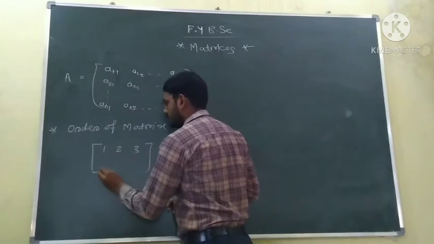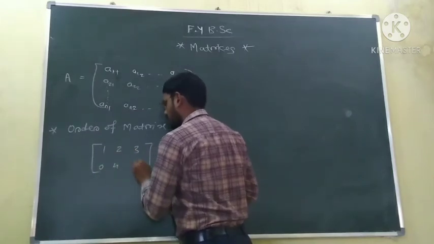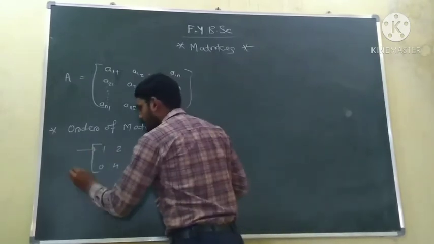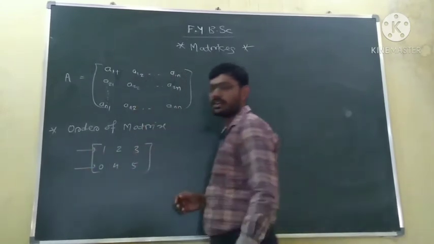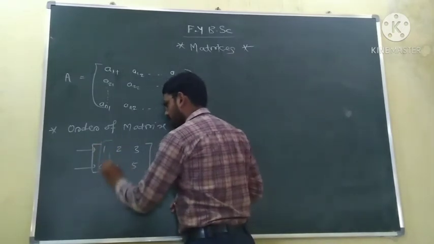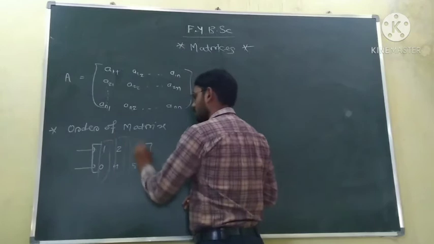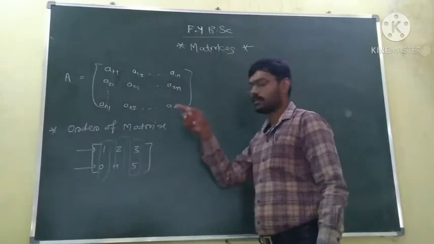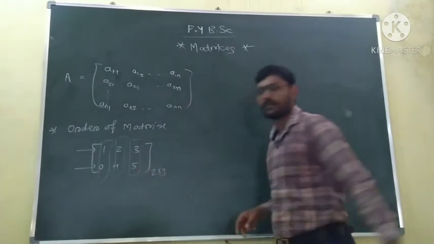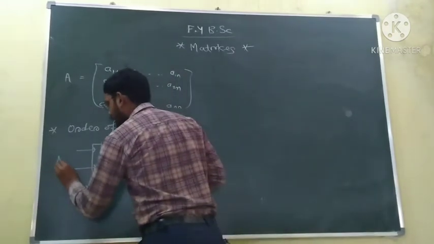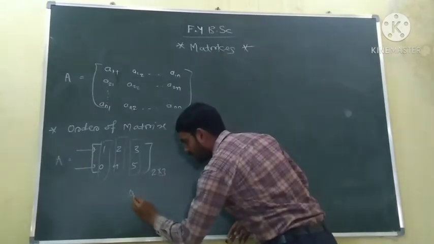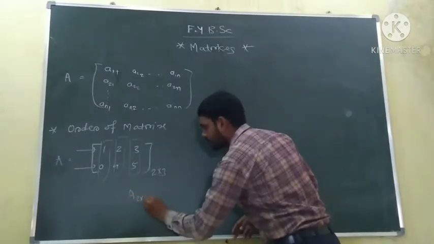For example, we take the matrix 1, 2, 3, 0, 4. Now this matrix has two rows, this is one row, this is the second row, and three columns. This is the first column, this is the second column, and this is the third column. So two rows, three columns. So the order of this matrix is 2 by 3. Suppose this matrix is A. So we write this matrix A is of order 2 by 3.